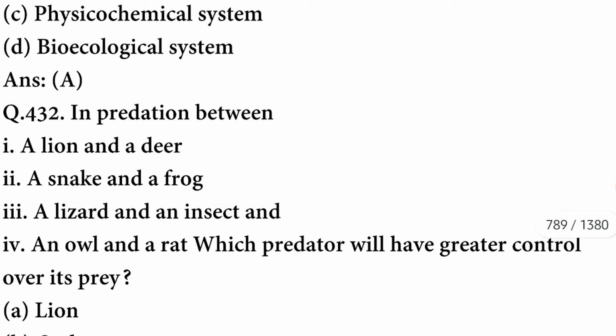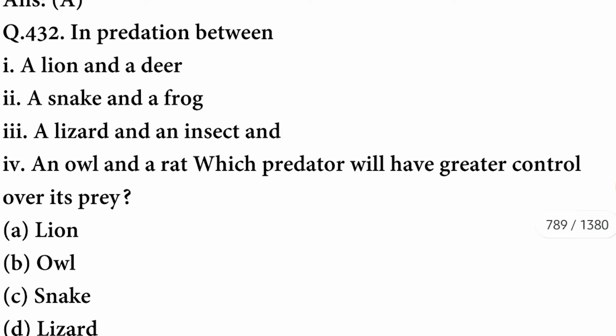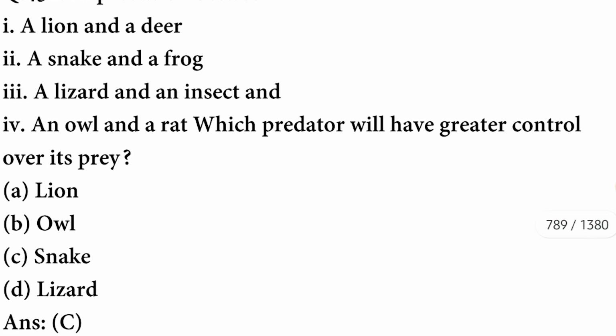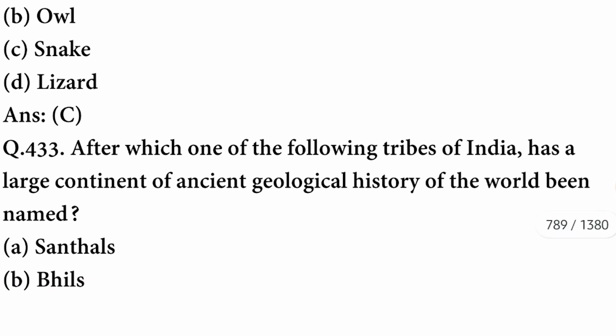In predation between a lion and a deer, a snake and a frog, a lizard and an insect, and an owl and a rat, which predator will have greater control over its prey? The predator will be snake. C option is correct. Next question.